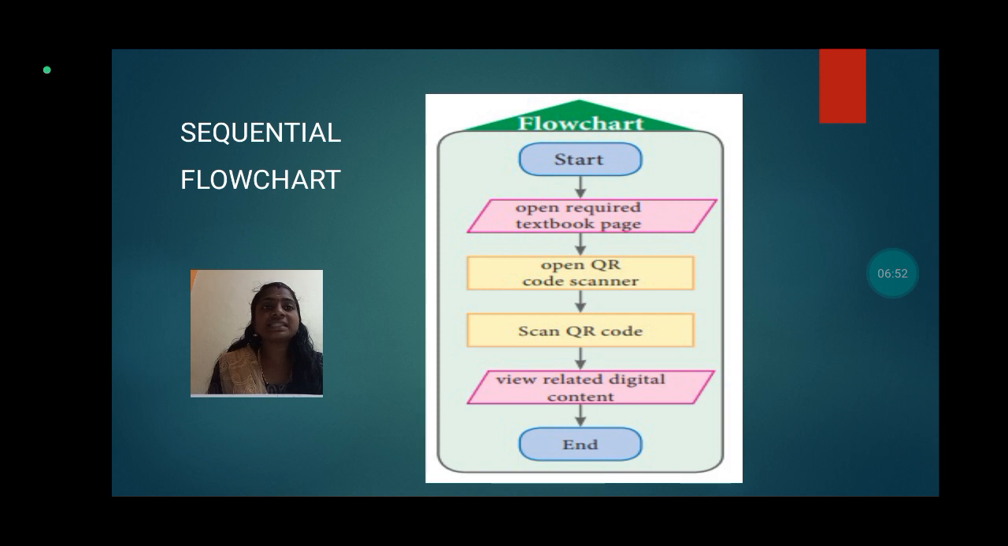First, we want to draw the start, isn't it? Then open the required textbook page. You have the doubt. Then you take the textbook page. That is our input. Next, you open the QR code scan. That is our processing. Next, scan the QR code. That is also our processing. Next, view the related digital content. That is our output. Next, we draw the end.